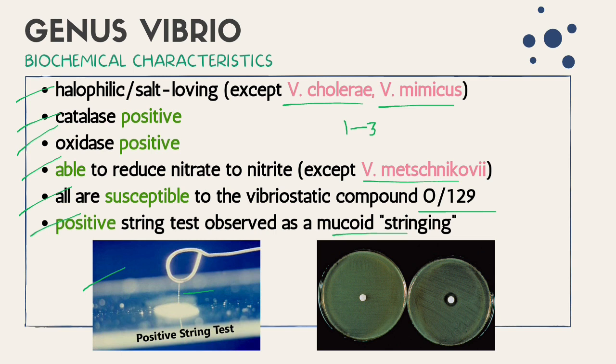This is the vibriostatic compound. As you can see here, there is a zone of inhibition. So, that means the particular organism is susceptible. But if we look, the zone is small. It is not a large susceptibility result. So, this organism is slowly becoming resistant to that particular compound, which is the O129.